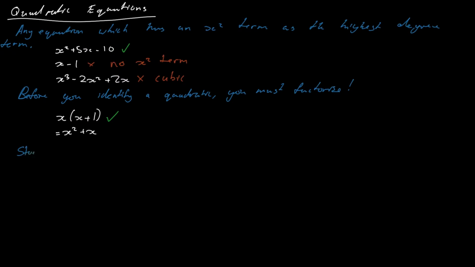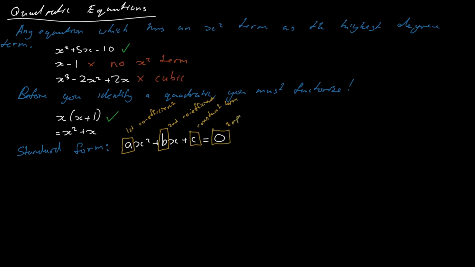With quadratic equations, we have this thing called standard form, which is a sort of form that you can put any quadratic equation into. The standard form is ax squared plus bx plus c. So a represents the first coefficient, b representing the second coefficient, and c representing the constant term. This form must be equal to 0.